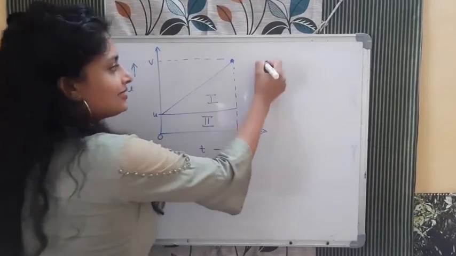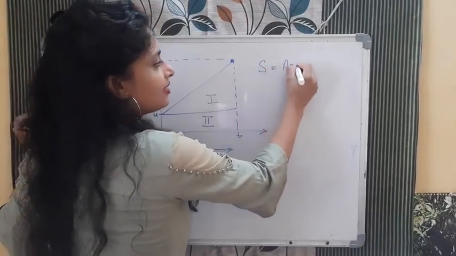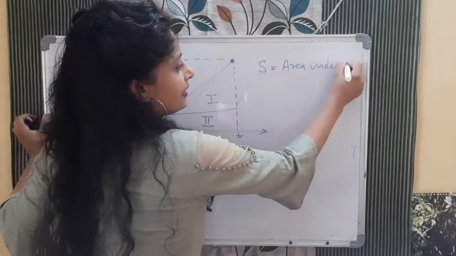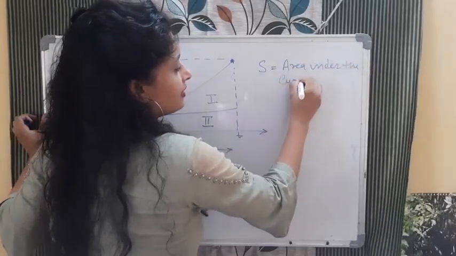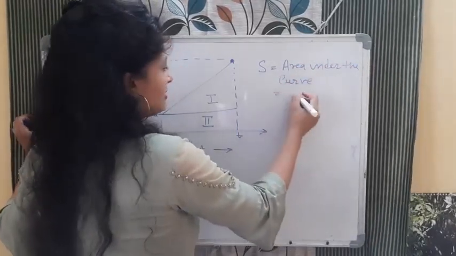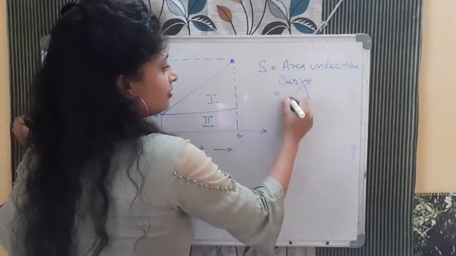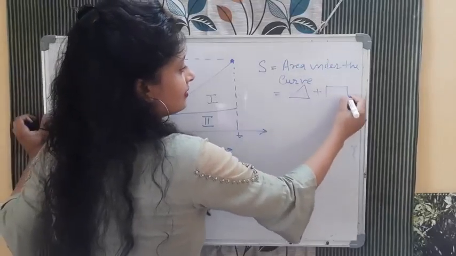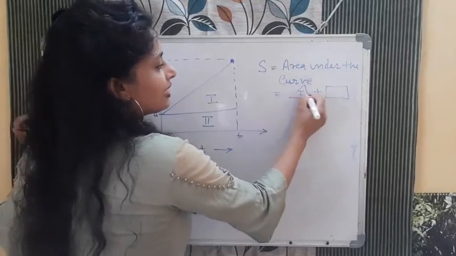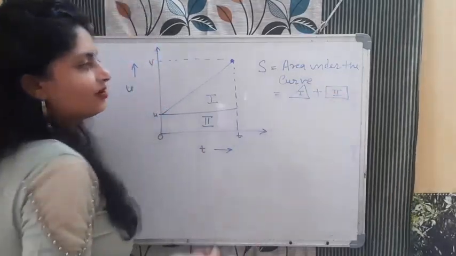So what is the distance? S. Distance is the area under the curve. Now what is the area under the curve? One is a triangle plus one is a rectangle. So we need to calculate the area of the triangle and then the area of the rectangle.